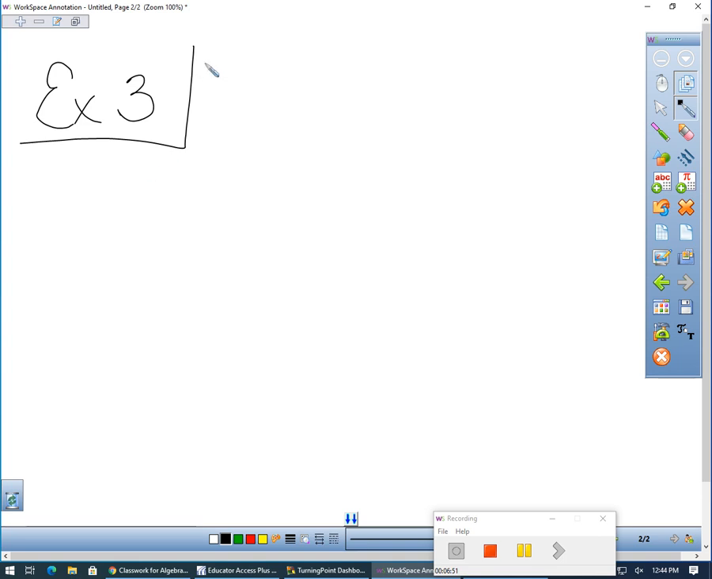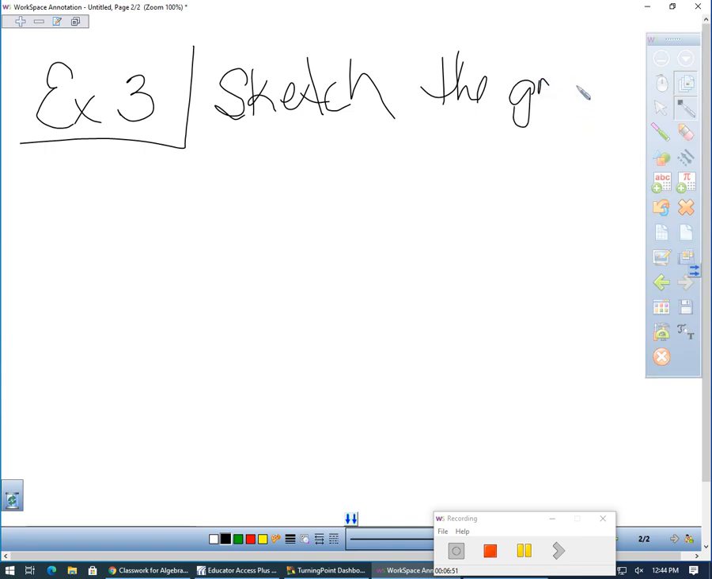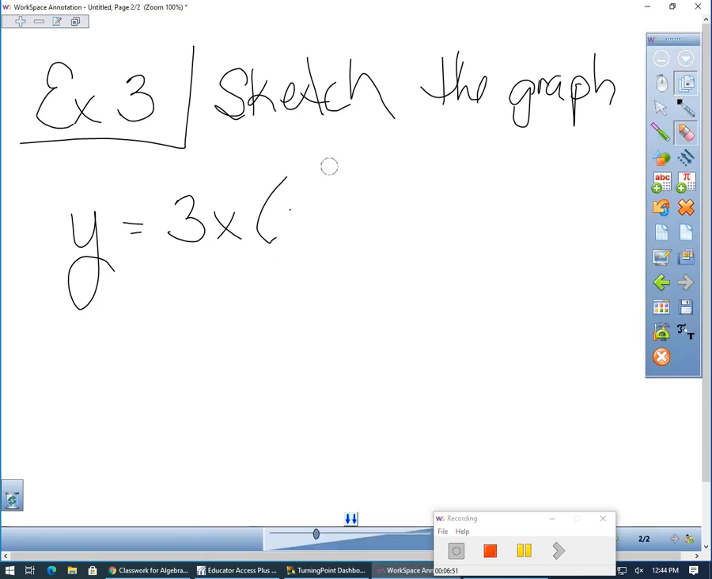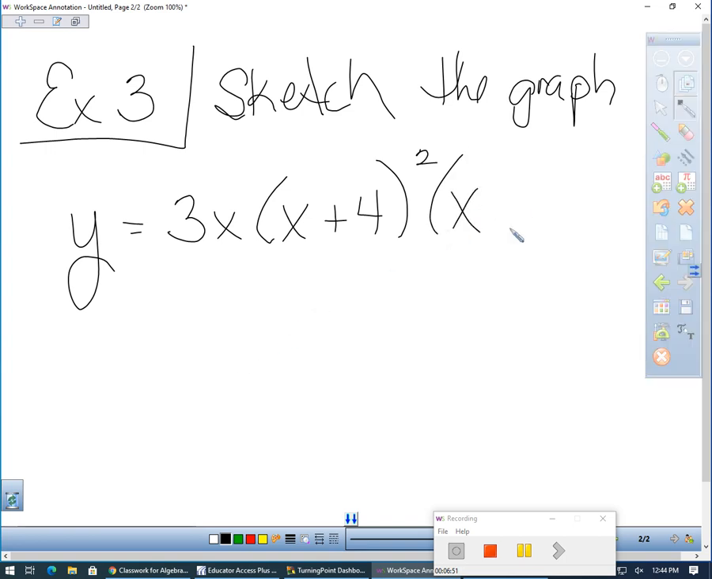Let's try this. How about I want you to sketch the graph. Let's do y equals 3x times (x plus 4) squared times (x minus 1). I don't know.